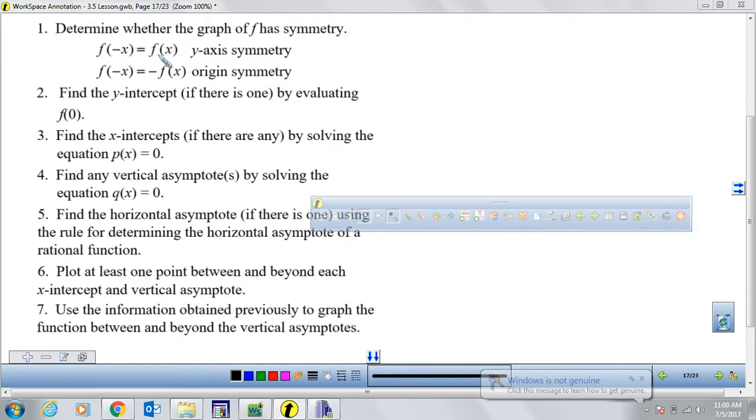Now, if the function gives you the same thing back, remember, that means that the function is symmetrical with the y-axis. So f of negative x equals f of x means that it gives me back the original equation. Now, f of negative x equals negative f of x, that's origin symmetry. That means that the signs, all of the signs change.